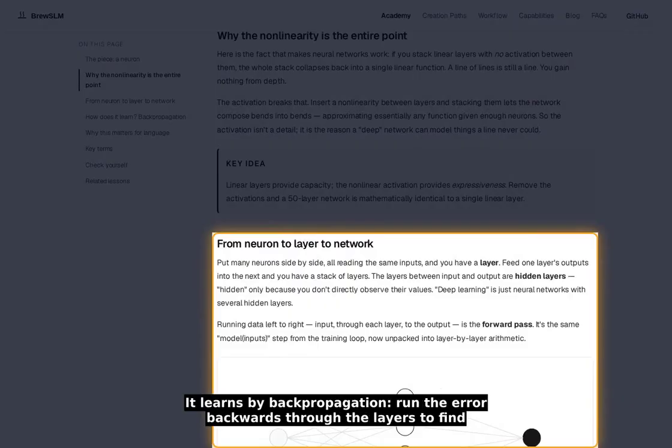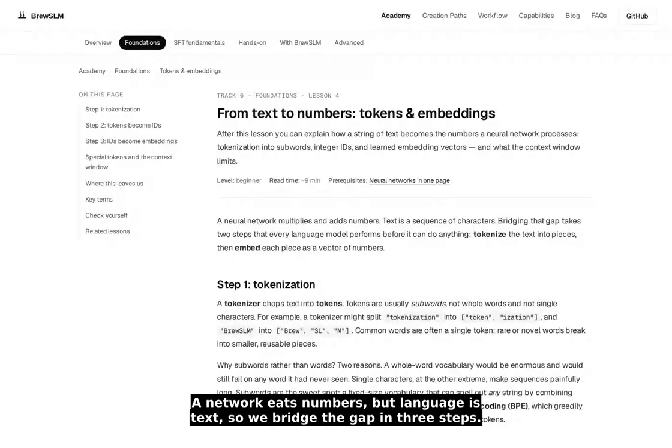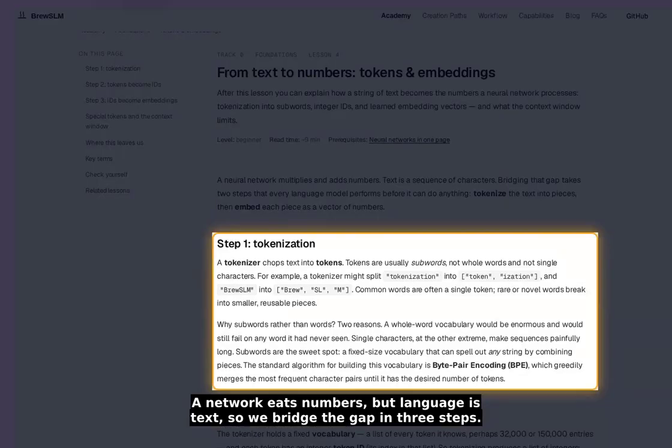It learns by backpropagation. Run the error backwards through the layers to find each weight's share of the blame, then let gradient descent nudge it. That same machinery, scaled up, is what powers language. A network eats numbers, but language is text, so we bridge the gap in 3 steps.